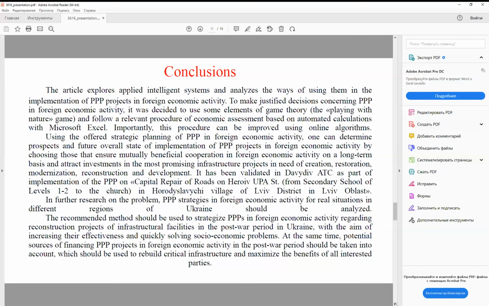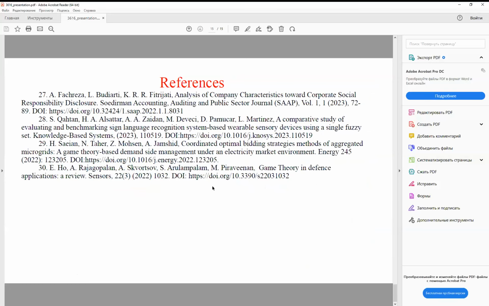At the same time, potential sources of financing PPP projects in foreign economic activity in the post-war period should be taken into account, which should be used to rebuild critical infrastructure and maximize the benefit of the interested parties. And last, it's the references. Thank you very much.